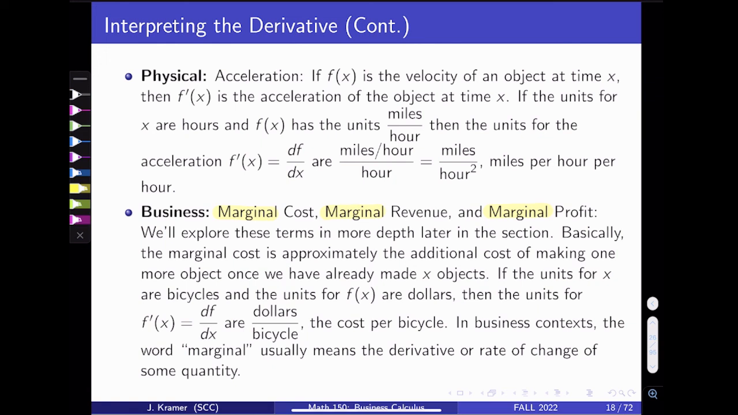If the units for x are bicycles and the units for f of x are dollars, then the units for the derivative f prime of x are dollars per bicycle, or the cost per bicycle. In a business context, the word marginal usually means the derivative or rate of change of some quantity.